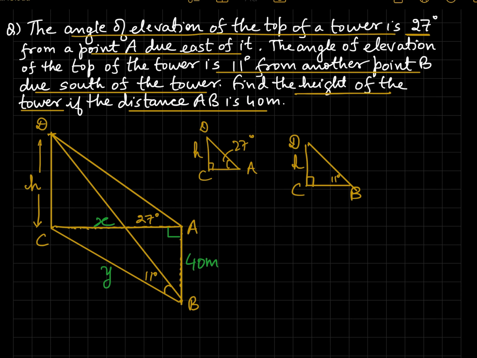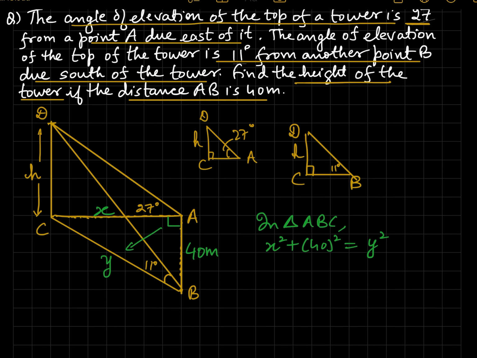Now we can apply our Pythagoras theorem in triangle ABC. So in triangle ABC, if I apply Pythagoras theorem, I can say x square plus 40 square is equal to y square, because y is the hypotenuse here. See, this is opposite the 90 degrees. So let us save this thing.